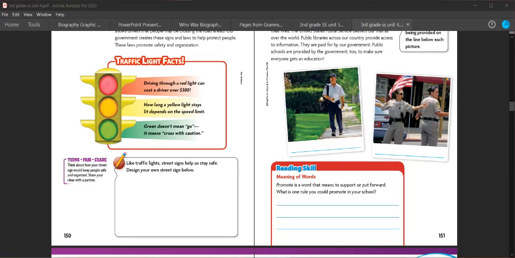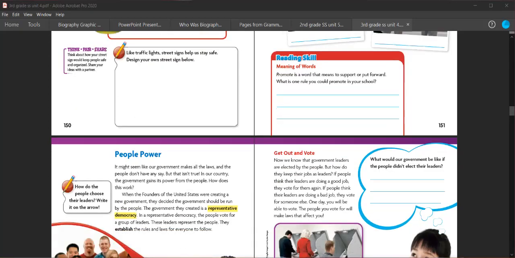Once you've completed that, we're going to do our reading skill and we're going to talk about the meaning of words. Promote is a word that means to support or put forward. What is one rule you could promote in your school? So when we're talking about promoting something, that means you're trying to get people to follow it or to do it, right? It's like you're advertising for it. So what's one rule that's important to you that you could promote in your school? Go ahead and write down your answer and please use complete sentences.